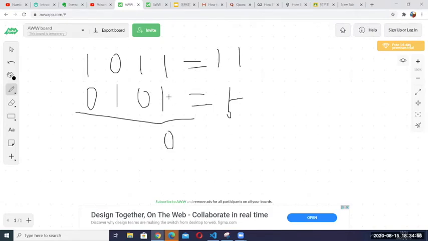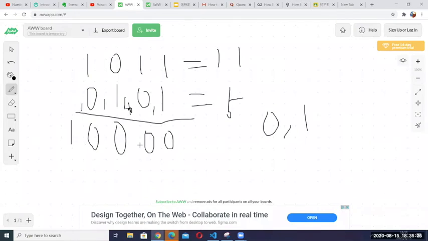And since 1 plus 1 equals 2, and we only have 1 and 0 in our binary symbol system, this becomes 0, and we have a carry. And 1 plus this carry 1 is still 0. And we have another carry. We have another carry, and this carry plus this 1 is 0, and carry. And this carry plus this 1 is 0, and another carry, and 1. So I have 1, 0, 0, 0, 0.